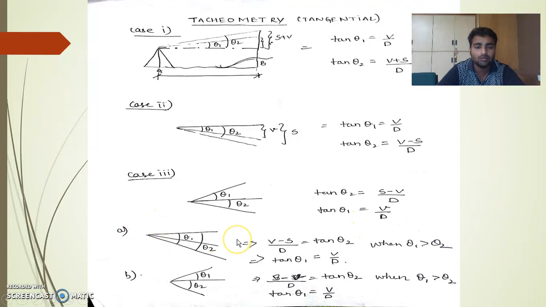And there can be two more classifications, where theta 1 is greater than theta 2, when both the angles are below the axis, and when one angle is below the axis and one angle is above the axis. So here we use the formulas v minus s by d and s minus v by d for tan theta 2, and tan theta 1 remains v by d in all the formulas. Further we will be using these to find the distance v, the intercept, and also the distance from point O to A, that is, tacheometer to point A.